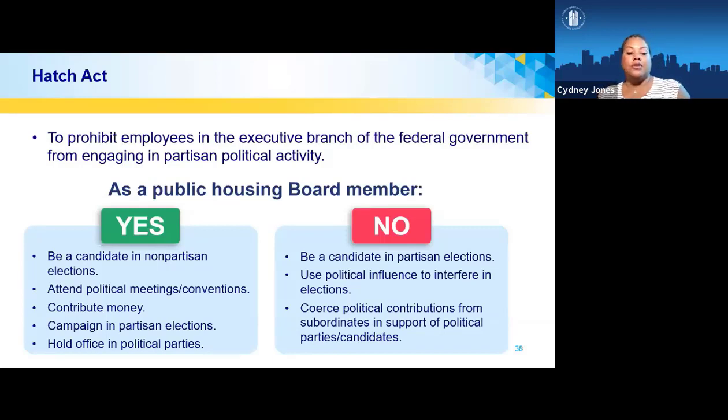However, you may not, under the Hatch Act, be a candidate in a partisan election while you're a board member, use official influence to interfere in elections while you're a board member, or coerce political contributions from subordinates in support of political parties or candidates while you are a board member.